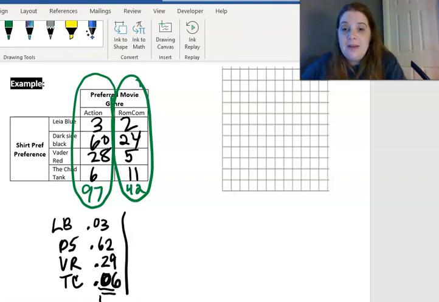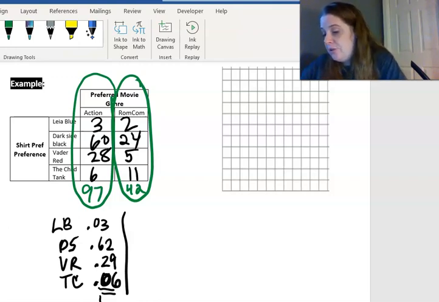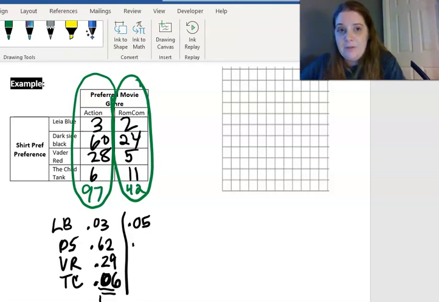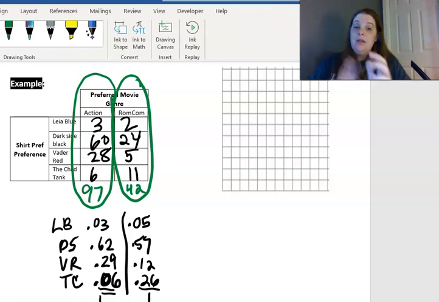I'm going to go ahead and do the romantic comedy then. I'm going to take 2 out of 42 this time. 2 out of 42 is about 5%. 24 out of 42 is about 57%. 5 out of 42 is about 12%. And 11 out of 42 is about 26%. Again, if I've done this properly, this should add up to 100%. I have 2 bars, each worth 100%.